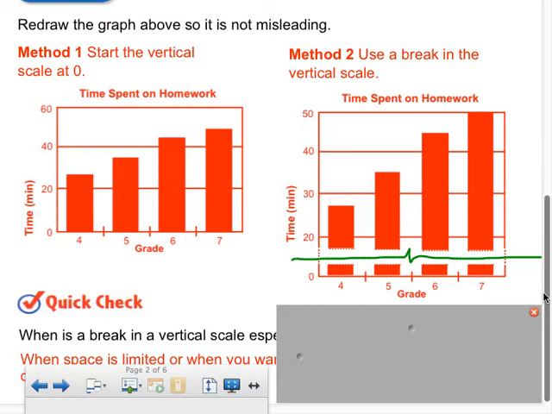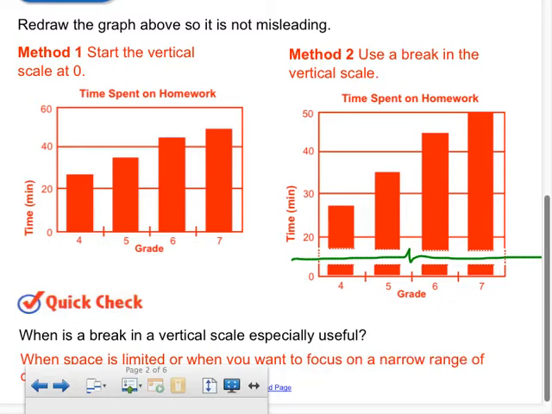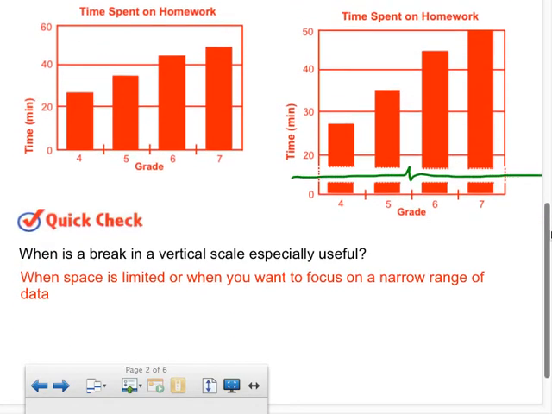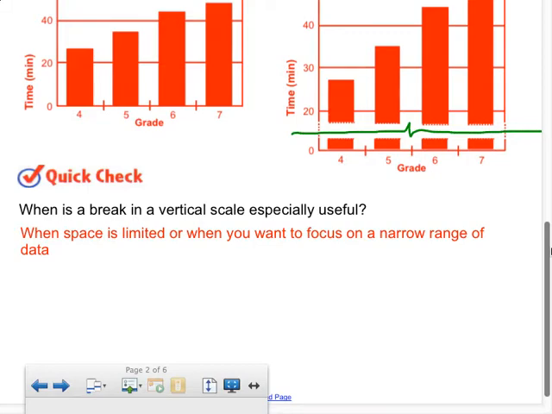It's so that you understand that any bar that's just above or within the window of the graph extends below that. Okay? Now, why do we do that? I'm going to show you why. Here's why. When is a break in a vertical scale especially useful? When space is limited, okay, because if I was to draw something that had a really long, tall bar, right? I could address that with a scale, or I can address that with a line break.